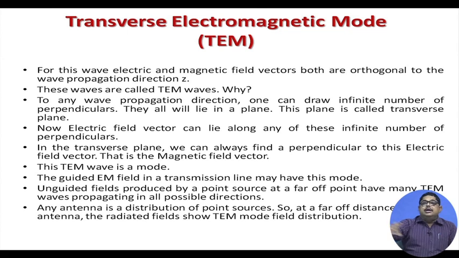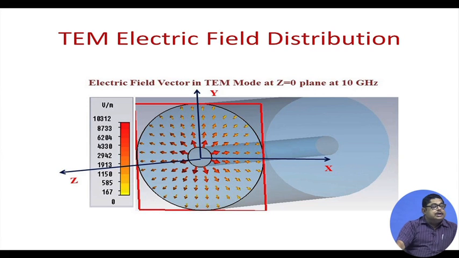In a guided structure, like a normal coaxial transmission line, this mode propagates. In unguided fields, that means when we radiate by antennas, then at a far distance from the antenna, this becomes a TEM wave. We have discussed that from the stars, when we are far away, the waves become plane waves. Plane waves are an example of the TEM mode, but the reverse is not true. Apart from plane waves also, there are many examples of TEM wave field distribution. Any antenna is a distribution of point sources. So, at a far off distance from the antenna, the radiated field shows a TEM mode field distribution.